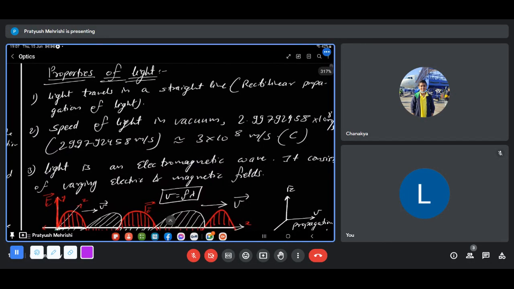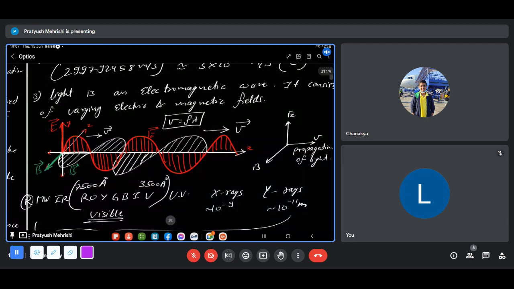Then after that, we came upon the properties of light rays. We saw that light rays travel in a straight line, that is called rectilinear propagation of light. Speed of light is 3 into 10 to the power 8 meter per second. And light is an electromagnetic radiation, an electromagnetic wave.